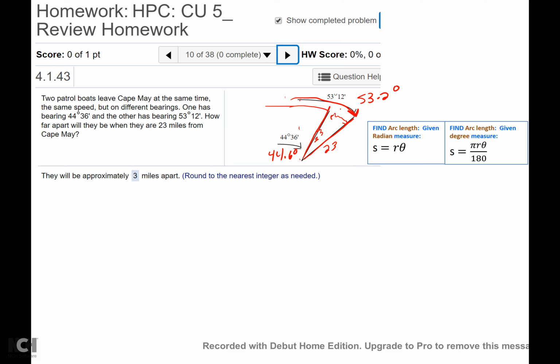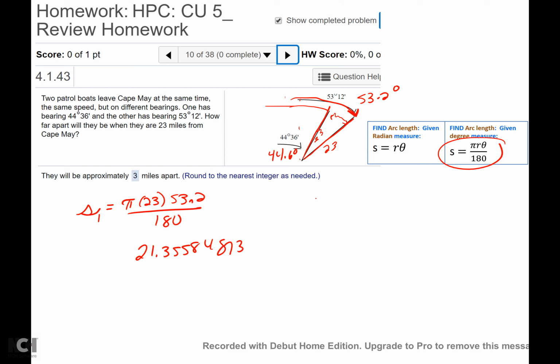Sure it would. So if I do the outside one, his arc length, I got to use this because we're in degrees. The big arc length will be pi times the radius times theta, 53.2 over 180. We'll call that S1. All right, so if I do that, I have pi times 23 times 53.2, enter, divided by 180. You get 21.35584873. And if I do S2, then that one will be pi times the radius times 44.6 over 180. So I got pi times 23 times 44.6, enter, divided by 180, enter, and I get arc length 2 is 17.90358747.